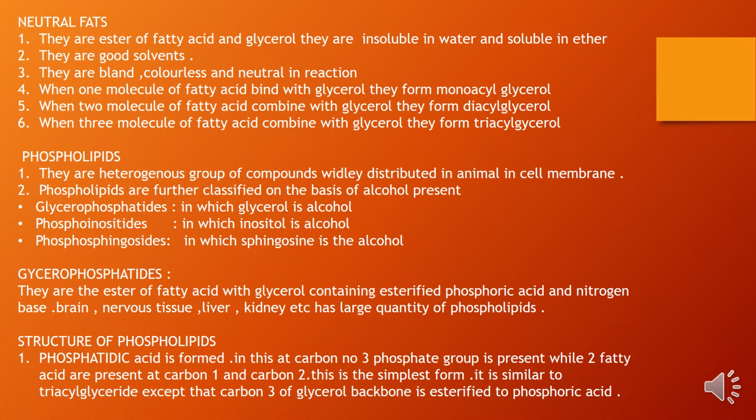What is the structure of phospholipid? First, phosphatidic acid is formed. In this, at carbon number 3, a phosphate group is present, and two fatty acids are present at carbon 1 and carbon 2. This is the simplest form. It is similar to triacylglyceride except that carbon 3 of the glycerol backbone is esterified to phosphoric acid.